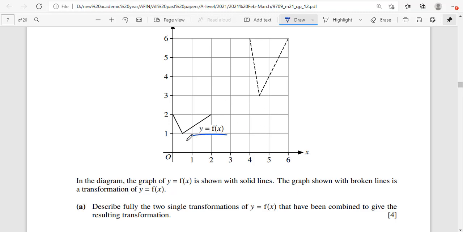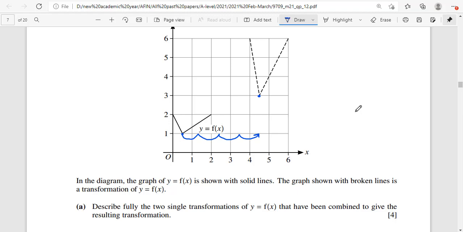Okay, what happened? This minimum point, or this turning point, has moved to the right. How many steps? If we count from middle to middle, it's 1, 2, 3, 4. So this point moved 4 steps to the right. So in the description you just write this: the graph is translated 4 steps to the right, or 4 units to the right. Okay, this is the first transformation that happened.